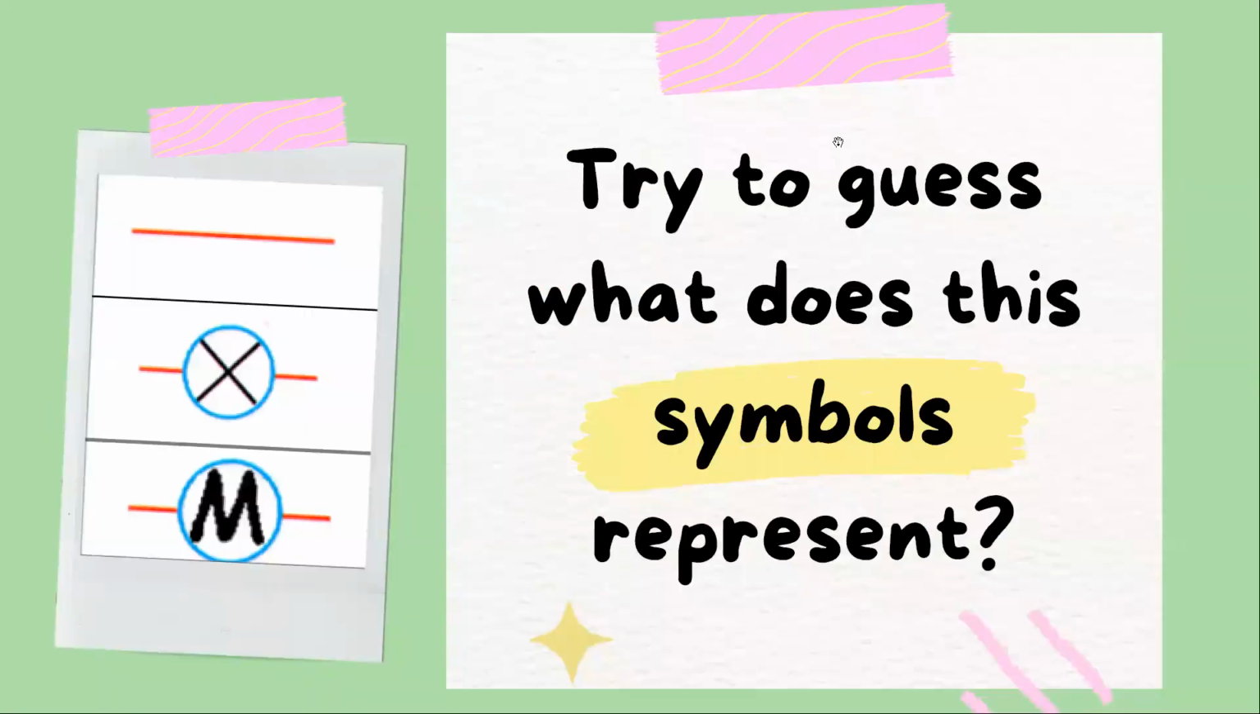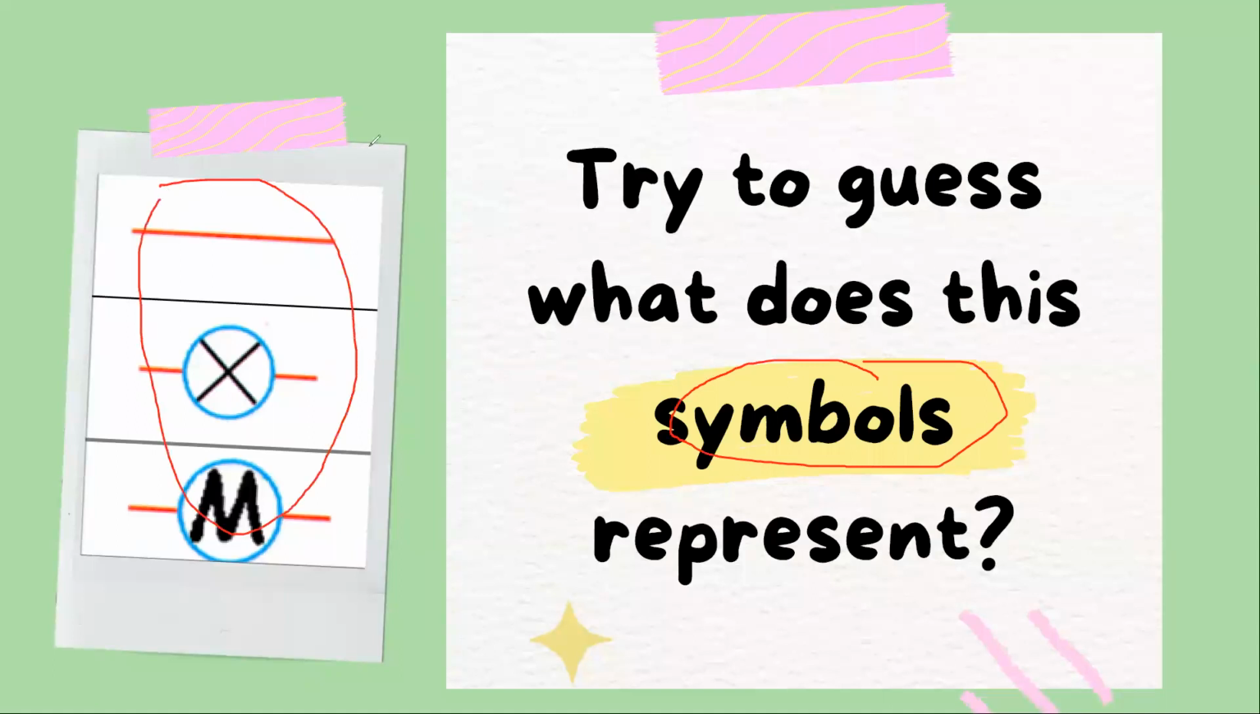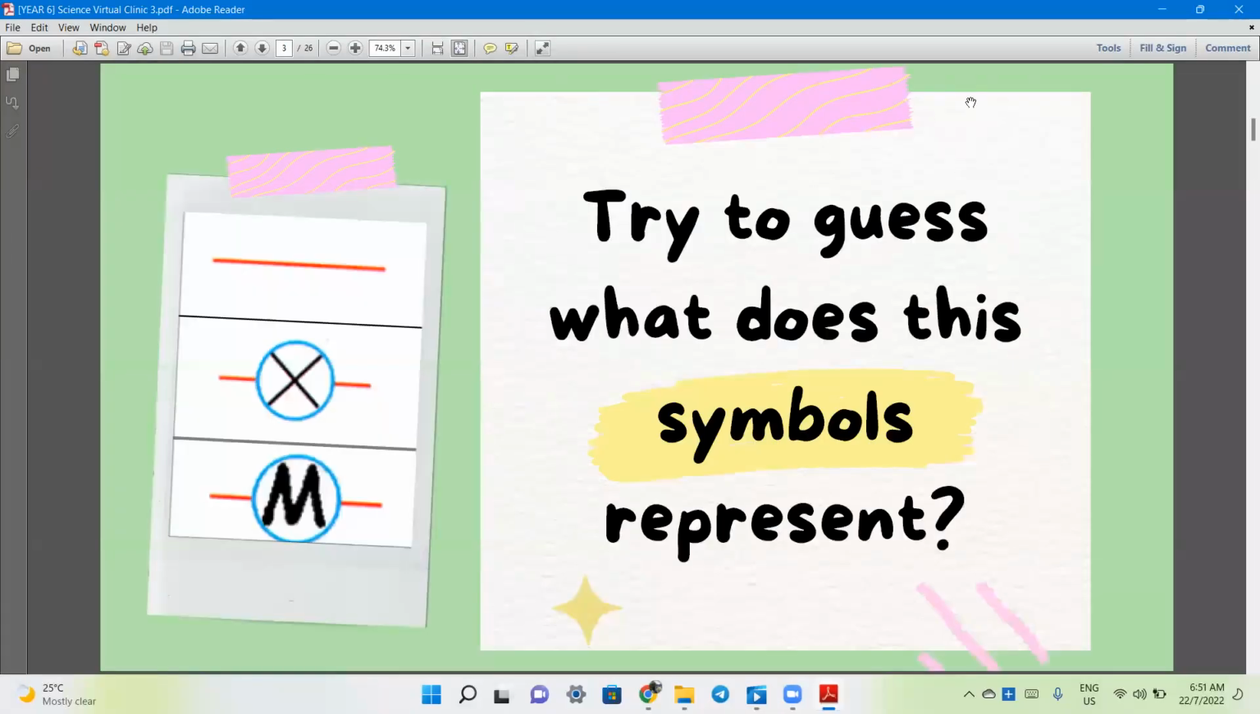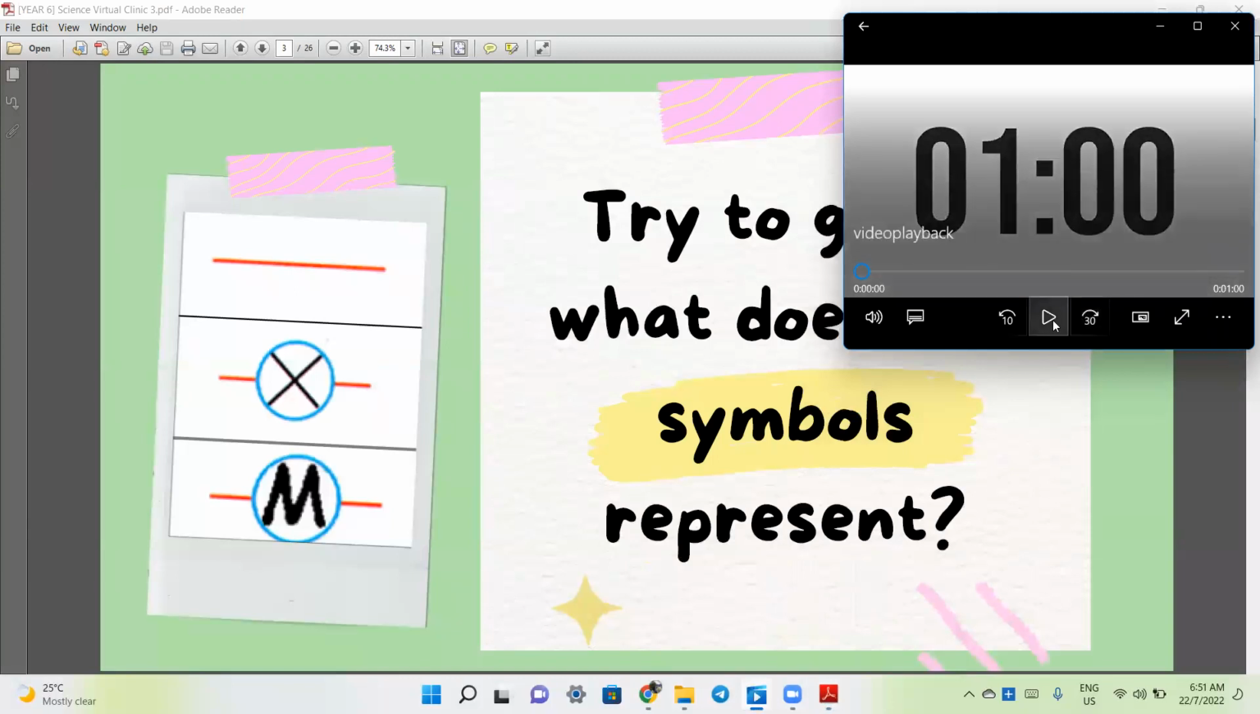Let's go. Before we begin, I want to just try it out with you. I want you all to take 1 minute to try to guess what these three symbols represent. I will put a timer here. My 1 minute clock begins now.